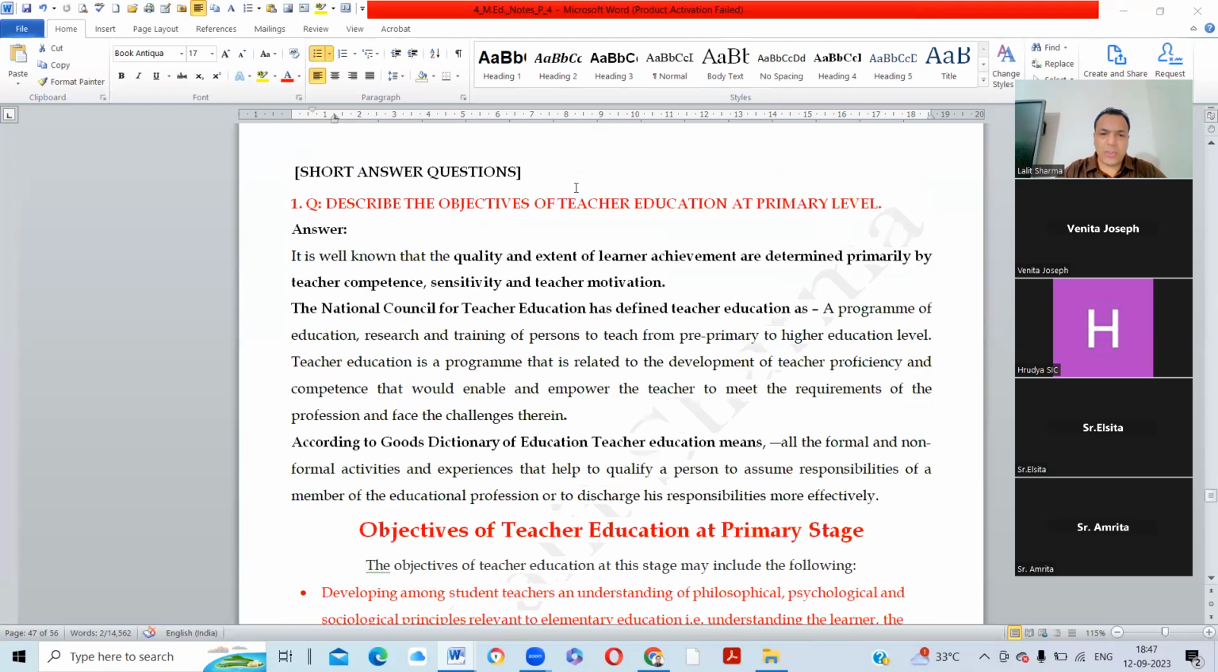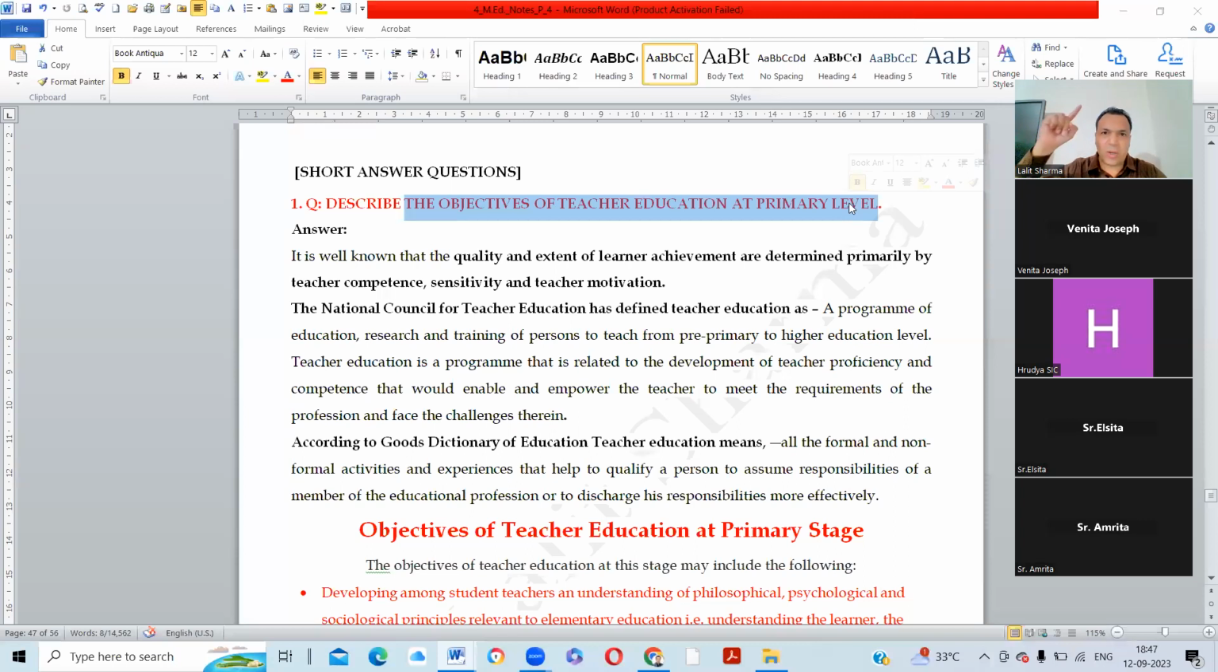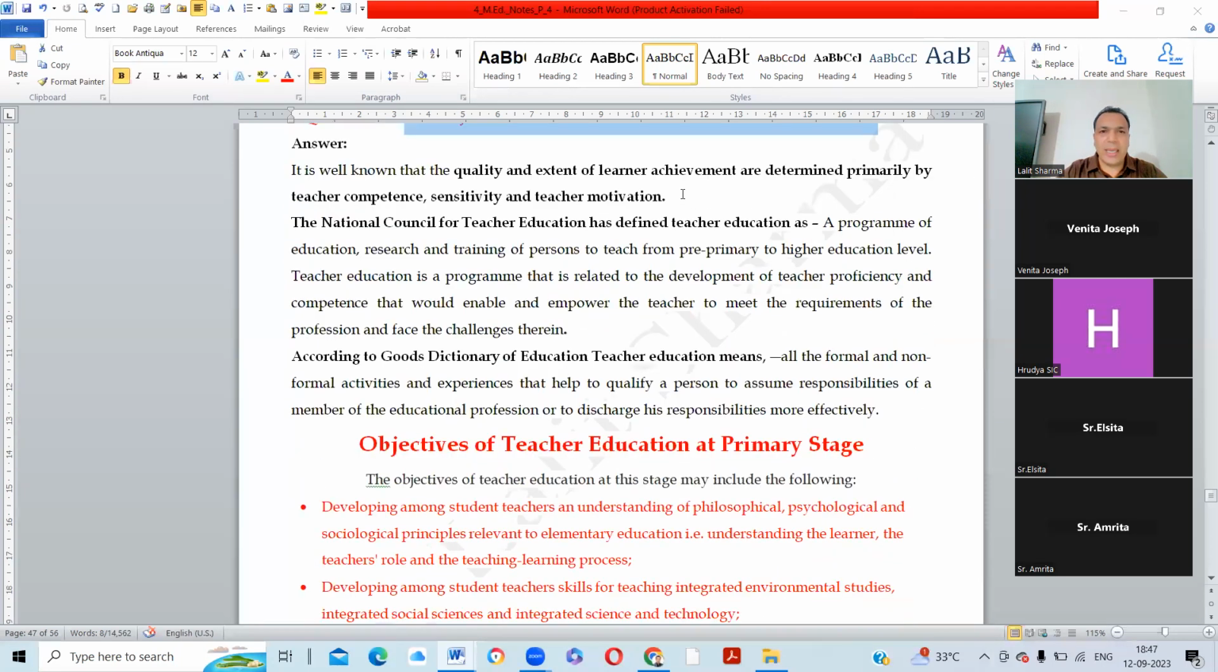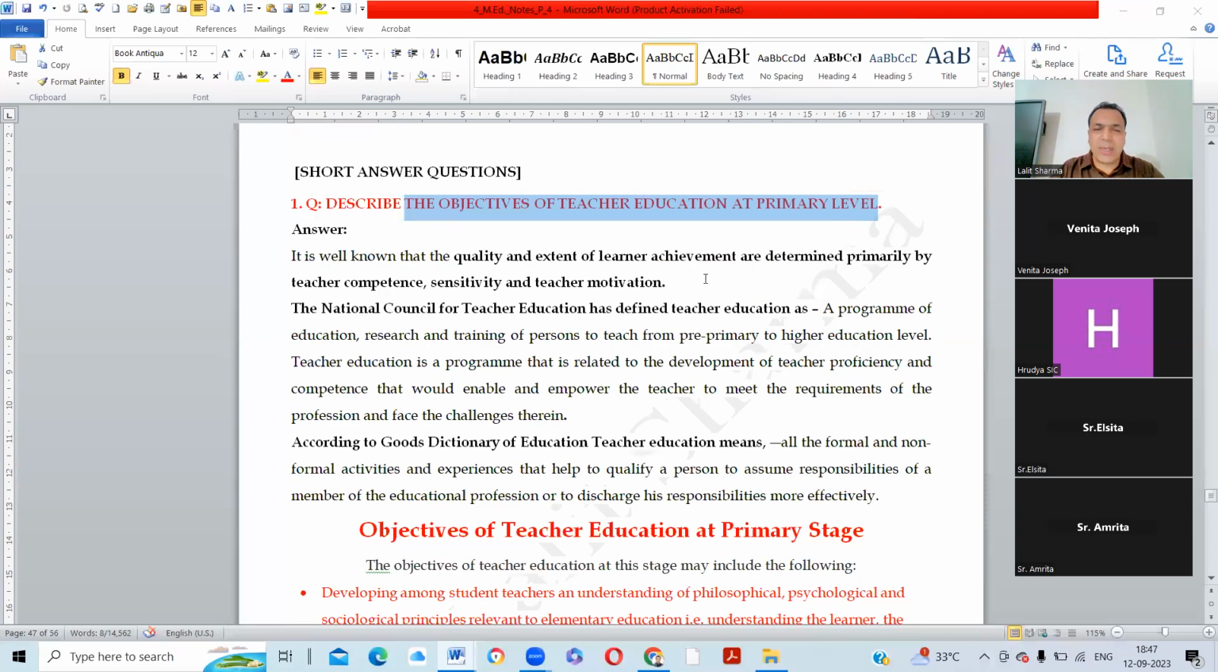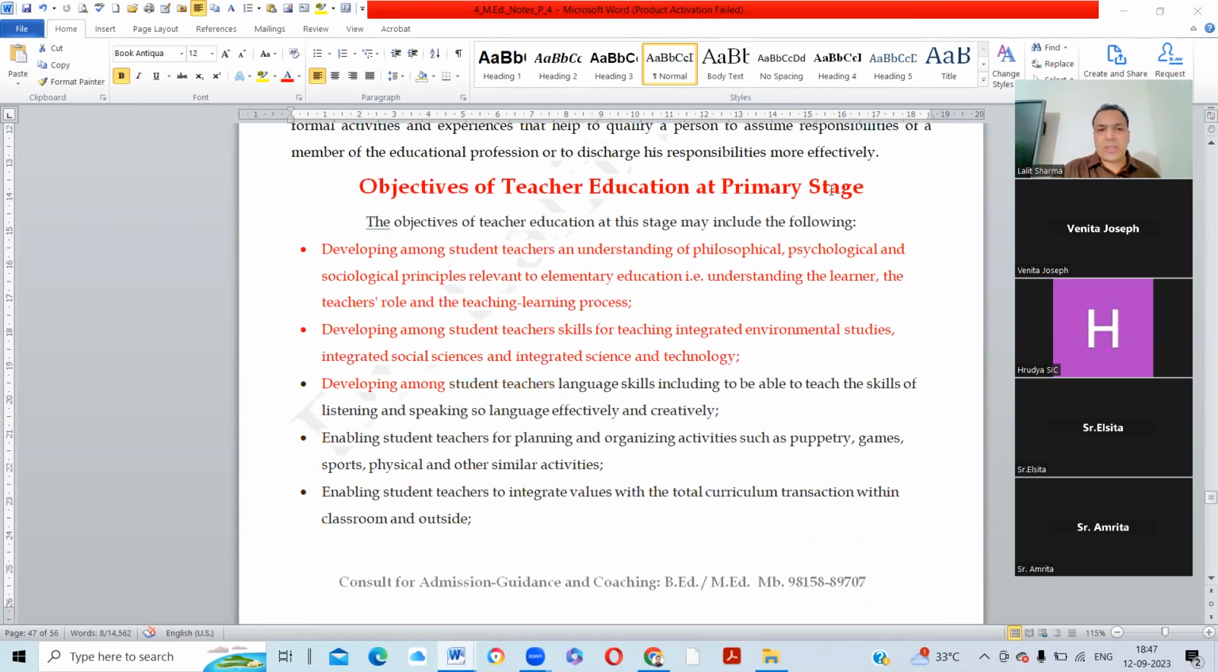Under the short answer questions, describe the objectives of teacher education at the primary level. Secondary level we have already done under the long questions. The short question has come: objectives of teacher education at the primary level. Almost the same, but a little different, because at the primary level we have to talk about students from first class to fifth class, and at the secondary level, from 8th class onward up to 12th class. The objectives of teacher education at the primary stage are developing skills and so on.